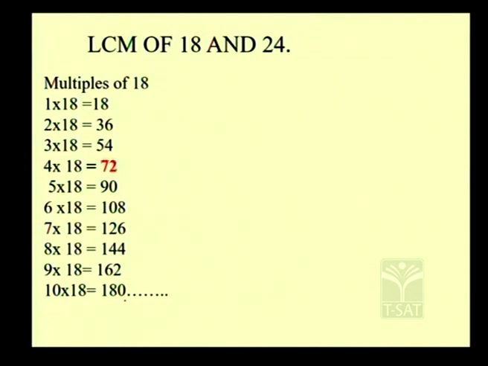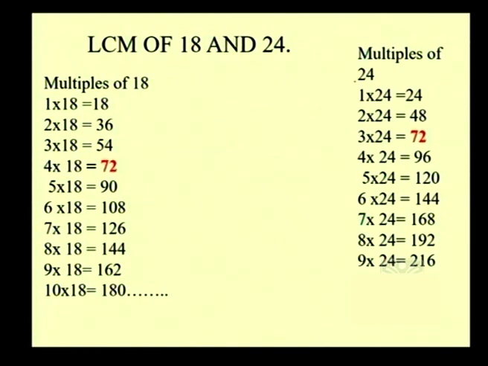Multiples of 18 means 18 multiplied with some other numbers. So, 18 ones are 18, 18 twos are 36, 54, 72 and 90 and 108, 126, 144 and so on. We are having 18 multiples here.